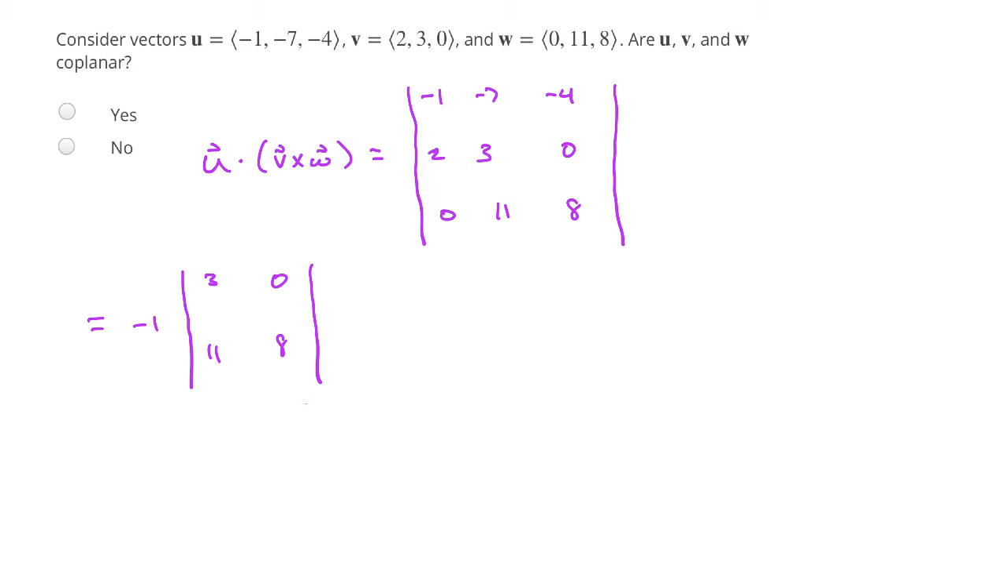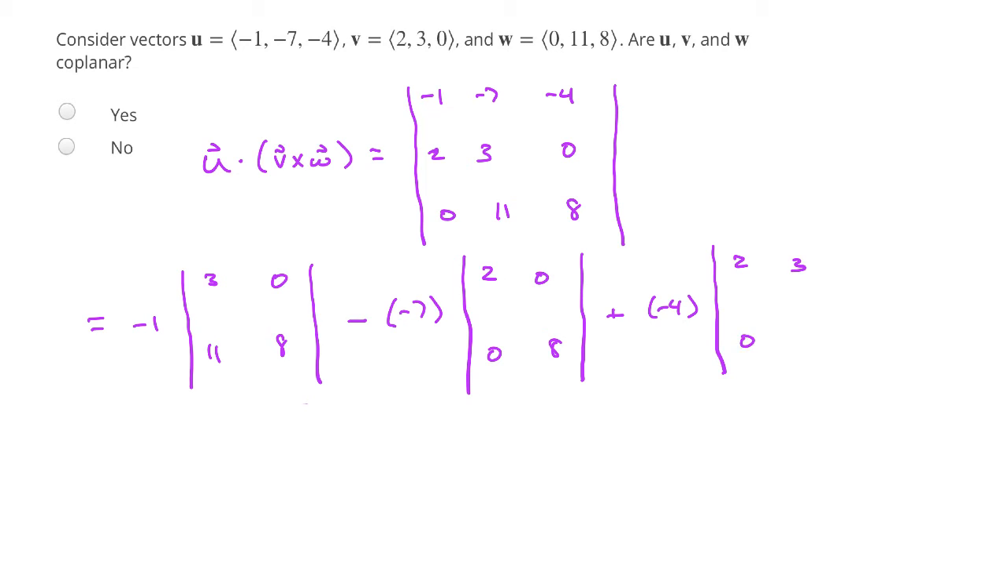Then we change the sign, so we have a negative of our second entry, a -7, times our determinant where we get rid of the first row and second column, which gives us 2, 0, 0, and 8. And finally, for our third entry, we have -4 times our determinant of getting rid of the first row and the third column, which is 2, 3, 0, and 11.